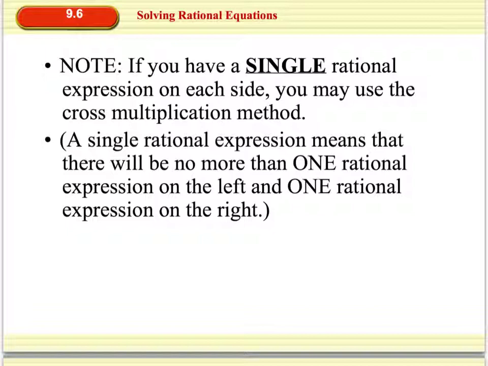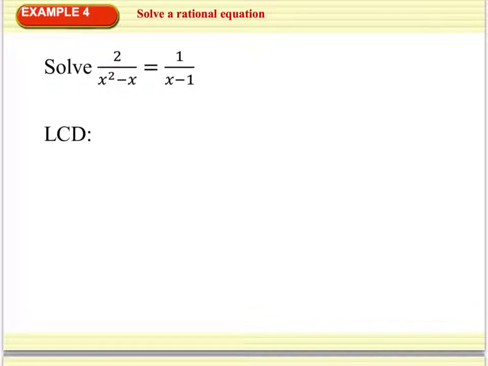use this method. So let's go ahead and look at our next example, which is example 4. This example says solve 2 divided by x squared minus x equals 1 divided by x minus 1. Now, if you notice, I have one fraction on the left side and one fraction on the right side. Because of this, I can actually use the cross multiplication method.